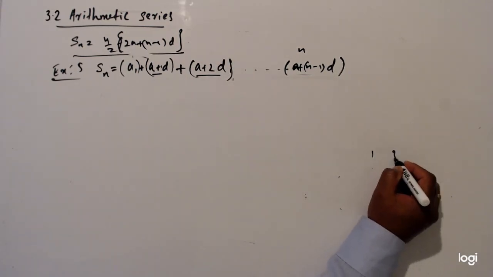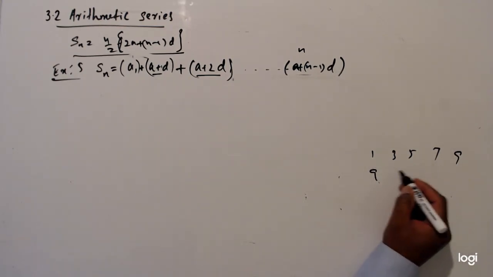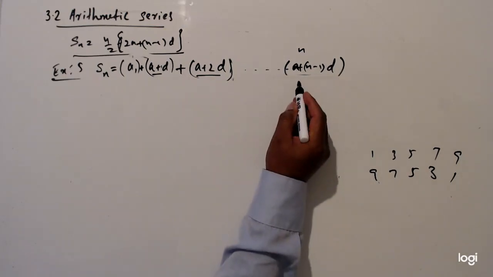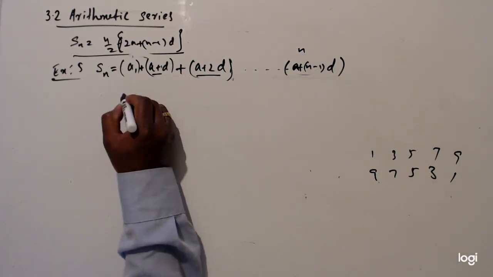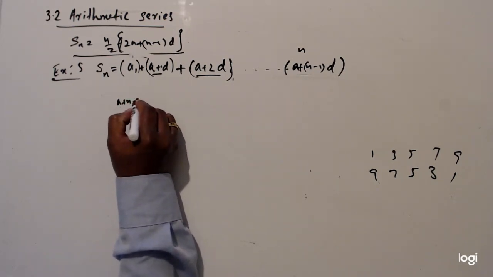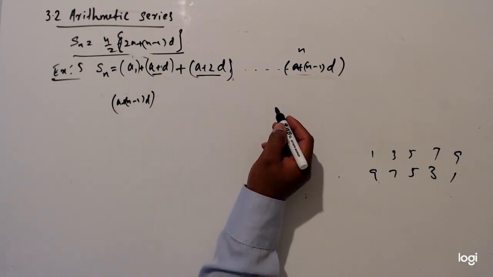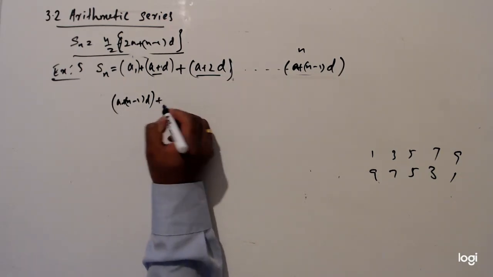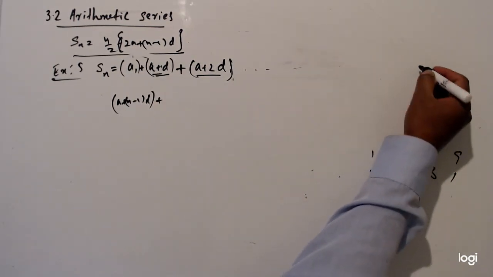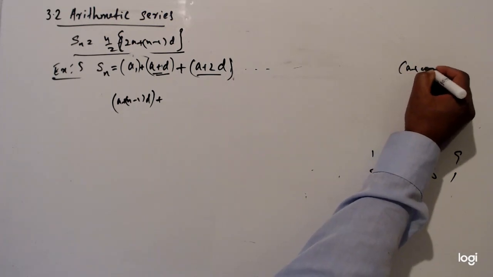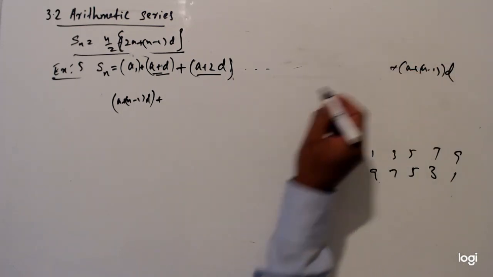Likewise, 1, 3, 5, 7, 9, then I wrote 9, 7, 5, 3, 1. The same way, I am going to write a plus n minus 1 d here. So a plus n minus 1 times d here, and then this term. That is the nth term.